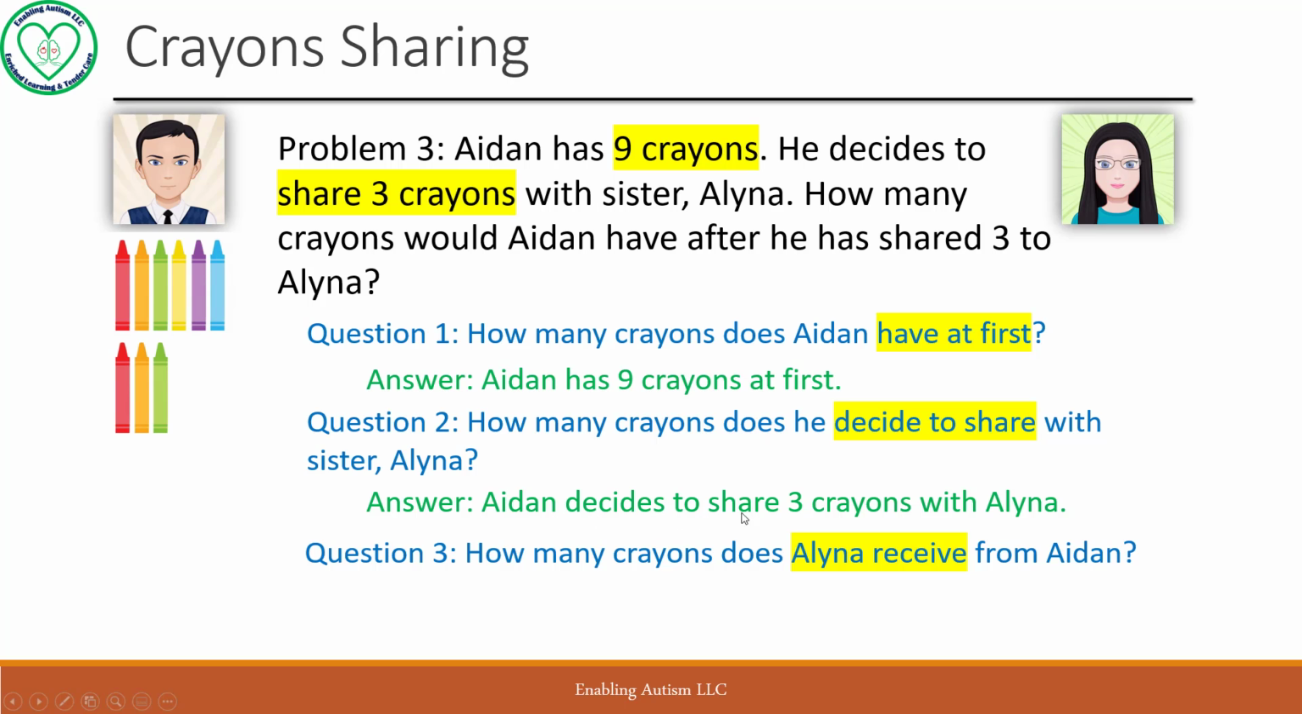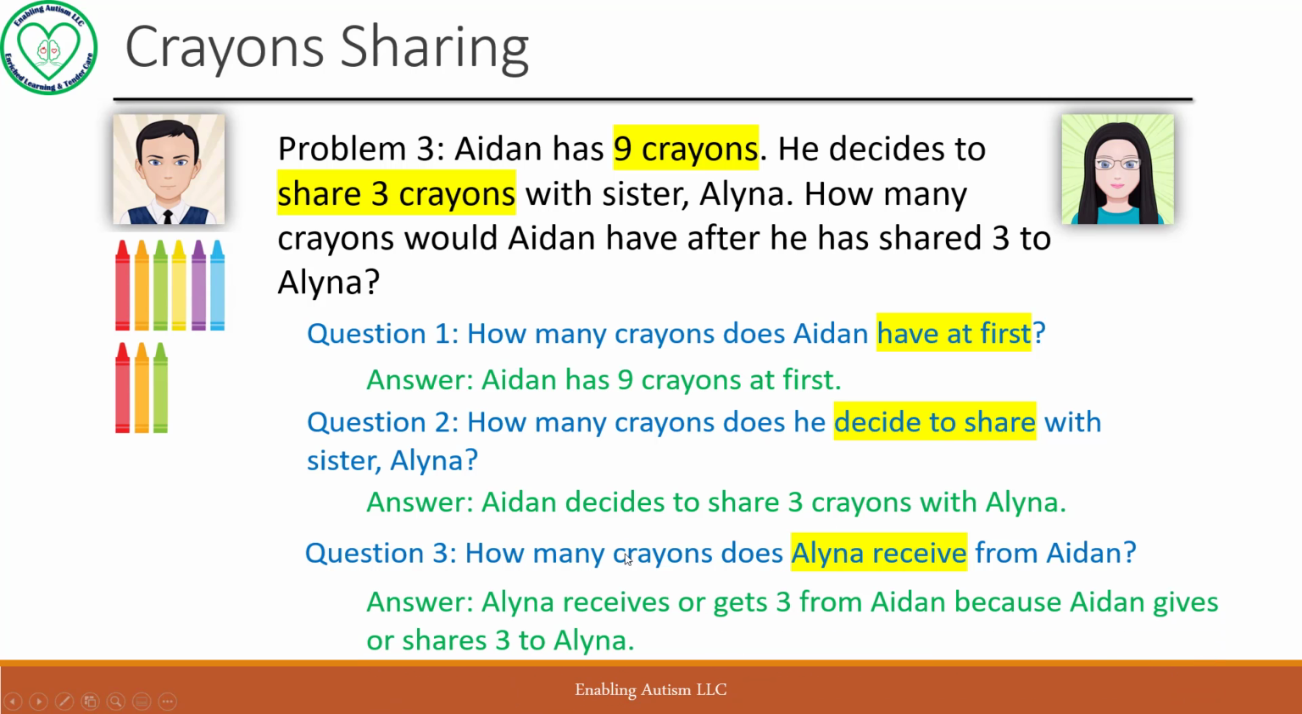Aiden decides to share 3 crayons with Alina. When Aiden shares, Alina gets. When Aiden gives, Alina gets. So in this scenario, Alina received or gets 3 from Aiden. Why is that? Because Aiden gives or shares 3 to Alina. Thank you for being a good listener.